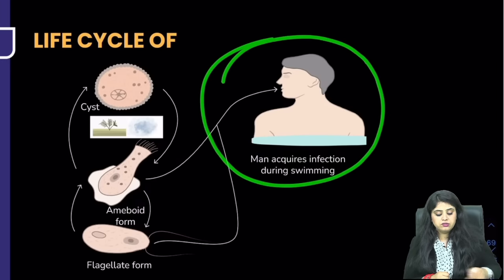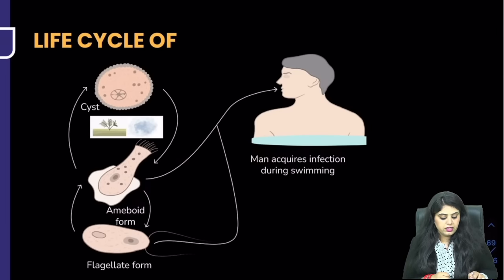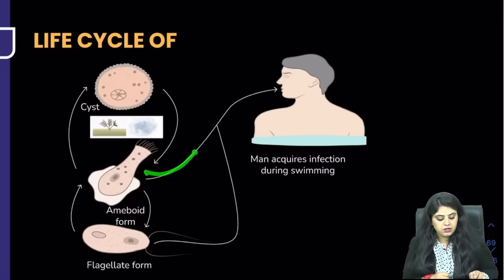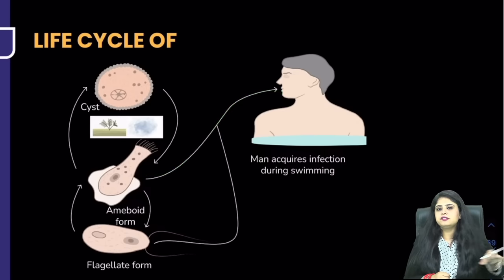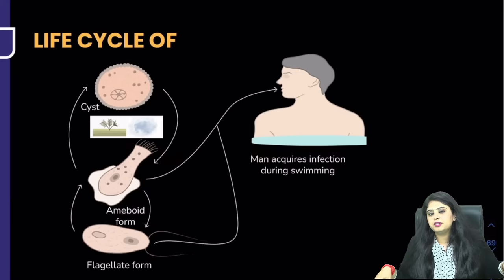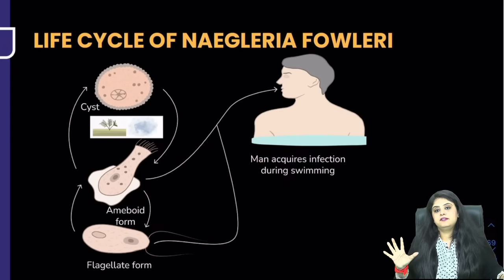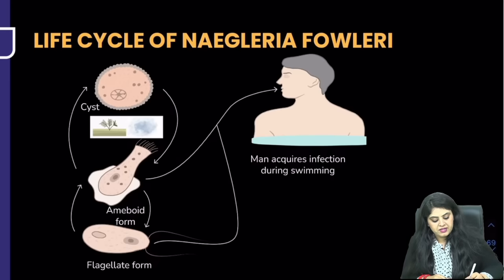Again, look at the host and look what is going in and out. Going in, only one thing I can see. There is something referred to as swimming and something going in via swimming. As soon as they say swimming and some organism coming into the body, you know you are dealing with a case of Naegleria fowleri. Very, very good. So ma'am, I can very well see this is Naegleria fowleri.